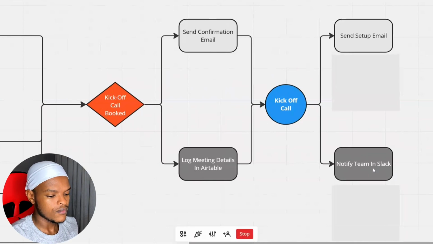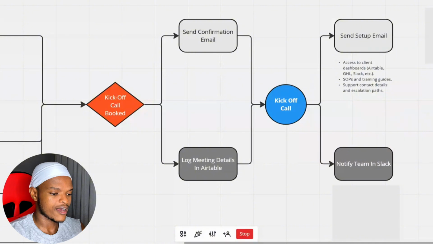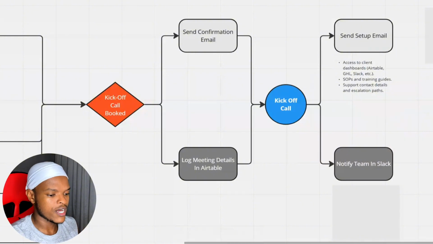Cool. So then after the kickoff call, once you move them into the different pipeline stage, you'll send them the setup email. Now this is going to give them access to all the client dashboards, the Airtable, the Slack channels, all the SOPs and training guides, support details, their main points of contact and stuff like that. So now you've set up everything, like the actual portal where you have the SOPs and training guides and whatever it may be. That will all be there, and they'll go and get access to that, right?